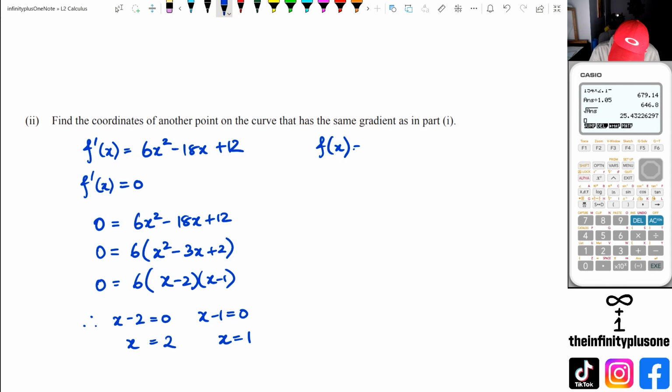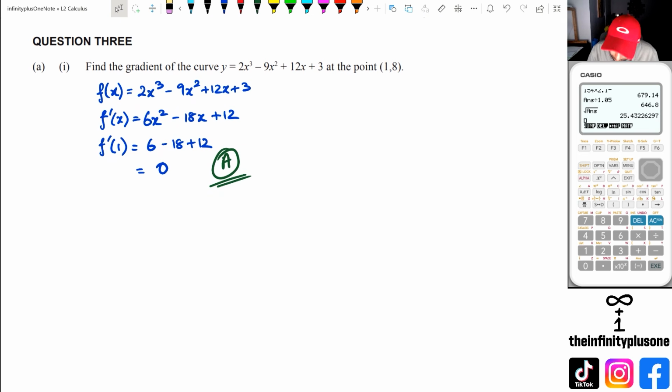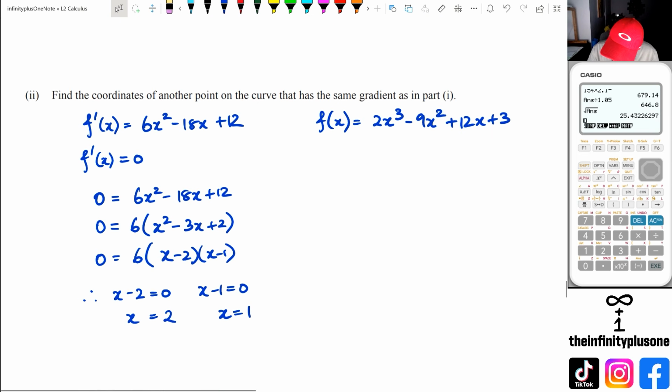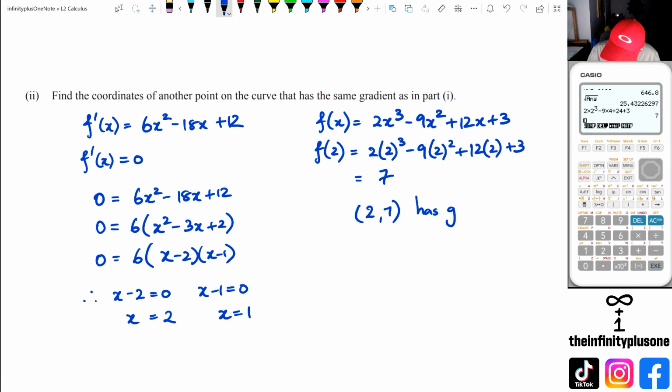So we're going to take f of x, which was 2x cubed minus 9x squared plus 12x plus 3. That's basically from the question above. We just need to work out the y value for when x equals 2. So that's 2 times 2 cubed, minus 9 times 2 squared, plus 12 times 2 plus 3. Oh no, I always make this mistake, it's minus 9 times 4. Putting this all in the calculator, that's going to give us 7. So the other point is going to be (2, 7), which has a gradient of 0.